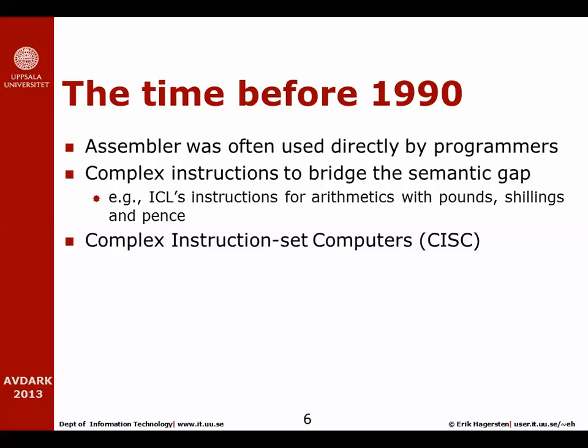So the goal of the instructions of the computer was to bridge the semantic gap between the programmer and the underlying hardware. So people, when they designed new machines, were very tempted to design very complex instructions. And the example I bring up here are instructions in the British computer company ICL, where they have, for example, instructions to do arithmetics with pounds, shillings, and pence. And so you had some very specialized high-level kind of instructions.